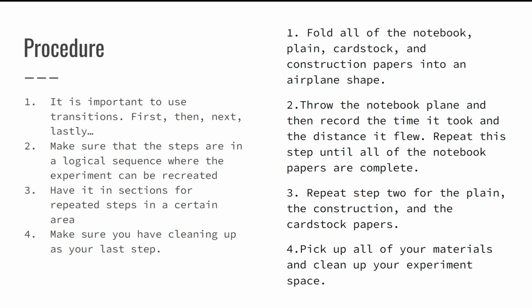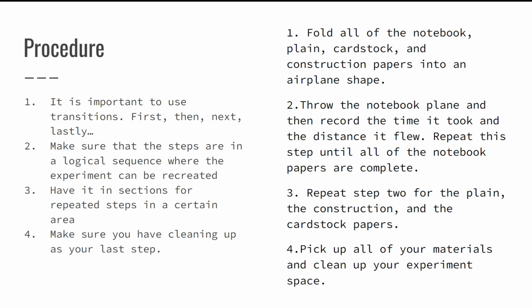Next, it needs to be a logical sequence where the steps can be recreated. So even though you're writing everything down, it needs to make sense on where you should be repeating your steps. In some experiments, you may have different materials, so you need to explicitly say that these are materials in our experiment, and instead you should be recreating these steps specifically. As is shown on the right, I said repeat step 2 for the plane, the construction, and the cardstock papers, as in making sure that these papers are done for all. Someone might have different types of papers, and it would make sense to them because of step 3, so that you should be doing this for all your papers.